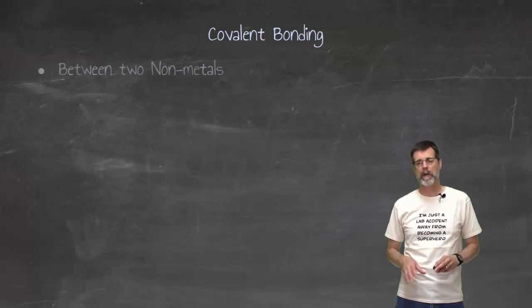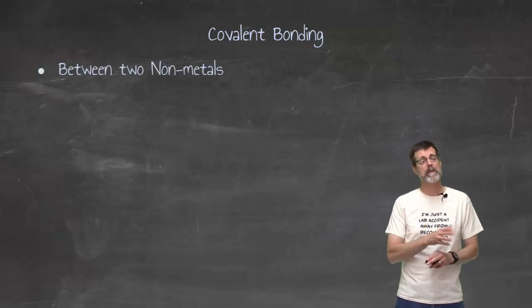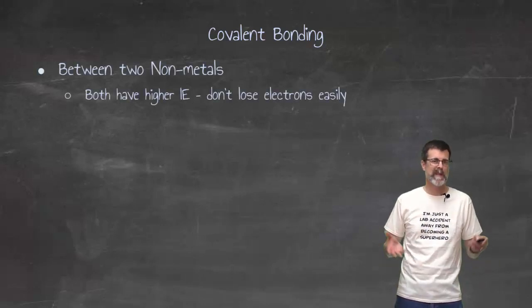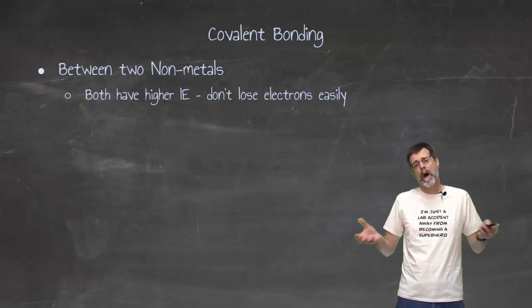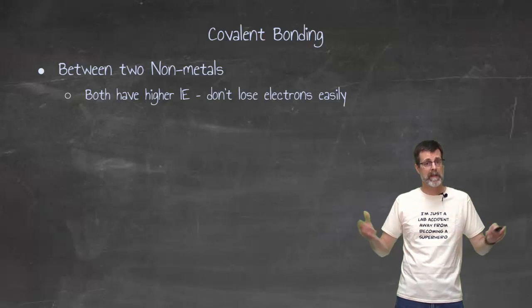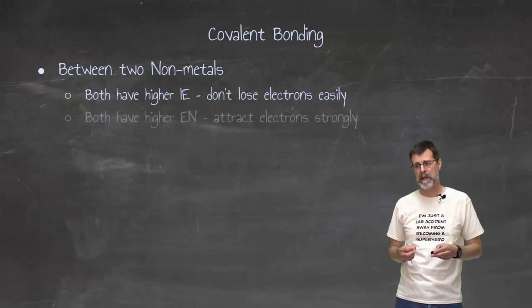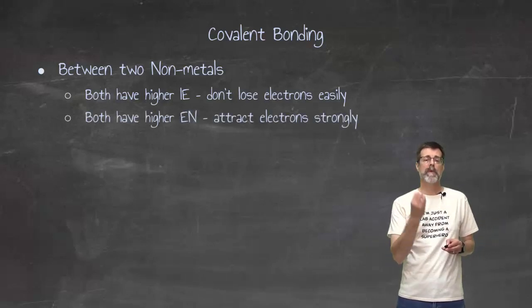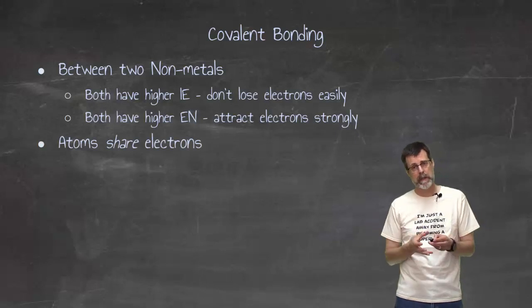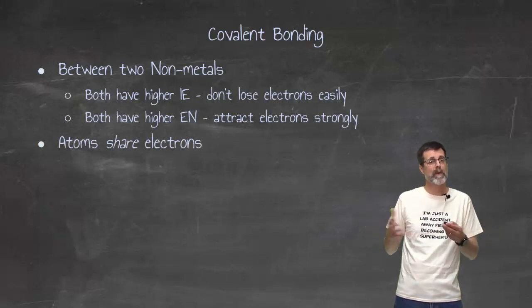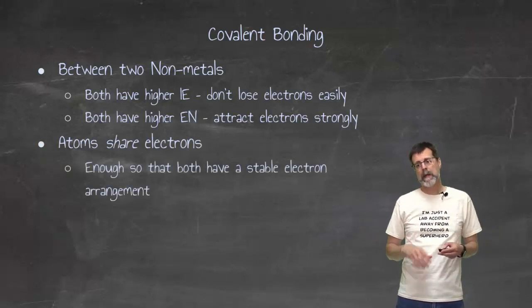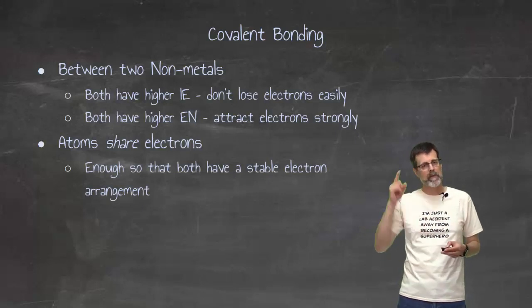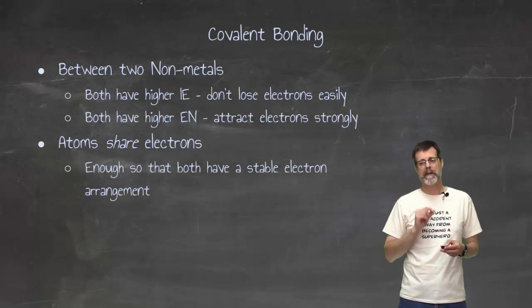Now, covalent bonds, as you possibly already know, are between two nonmetals, where each one has high enough ionization energy that losing electrons is going to be difficult, and high enough electronegativity that they both like to attract electrons to themselves. And what that means is they end up sharing electrons, because neither one wants to give and neither one is able to completely take. Now, we'll come back to that. You might already be thinking of a question. We'll come back to that in a minute.